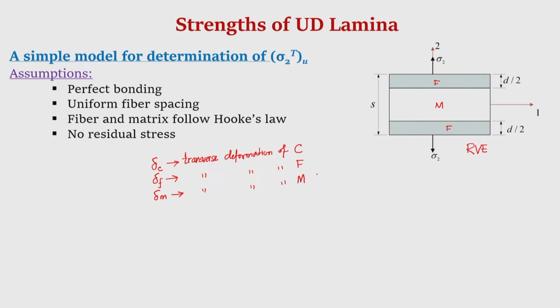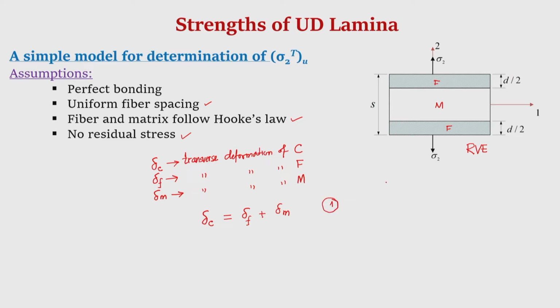With the usual assumptions of perfect bonding, uniform fiber spacing, fiber, matrix and the composite all following Hooke's law, that is, linear elastic, and no residual stress. Now, the total transverse deformation of the composite in this RV must be equal to the transverse deformation of the fiber and the transverse deformation of the matrix.